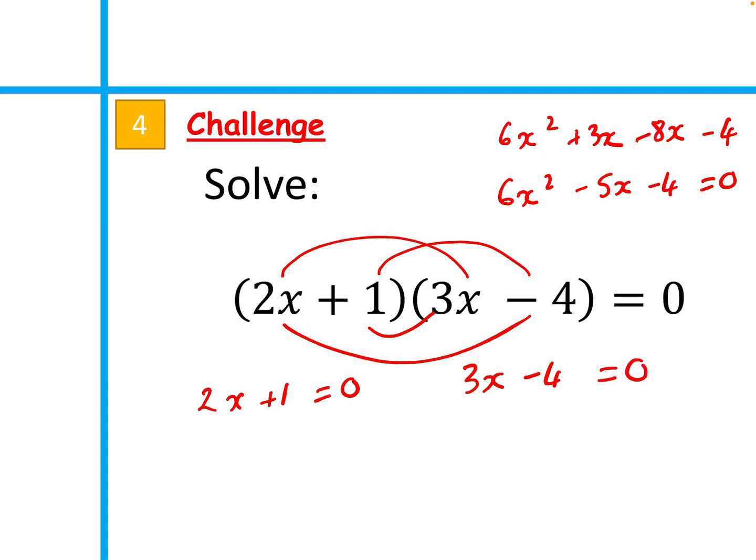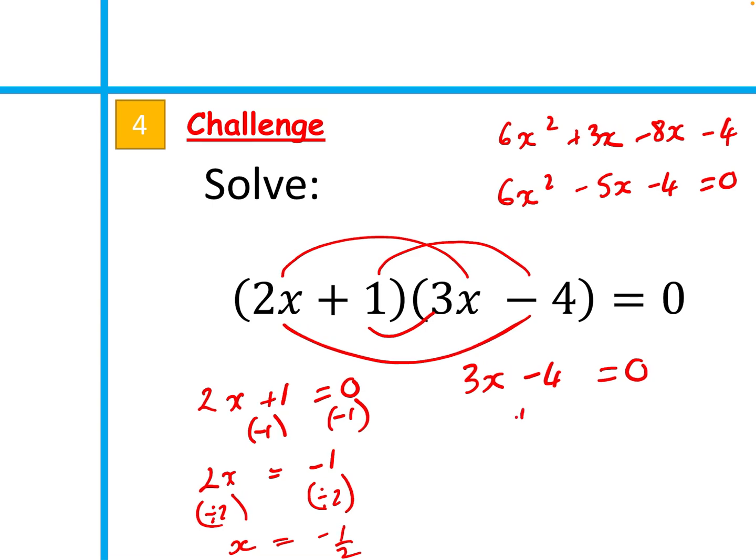They'll take a little bit longer to solve, but I can subtract 1 from both sides on this one to get 2x equals minus 1. And then divide by 2 to get that x is equal to minus a half. Yes, you could write negative 0.5, but a half is perfectly acceptable too.